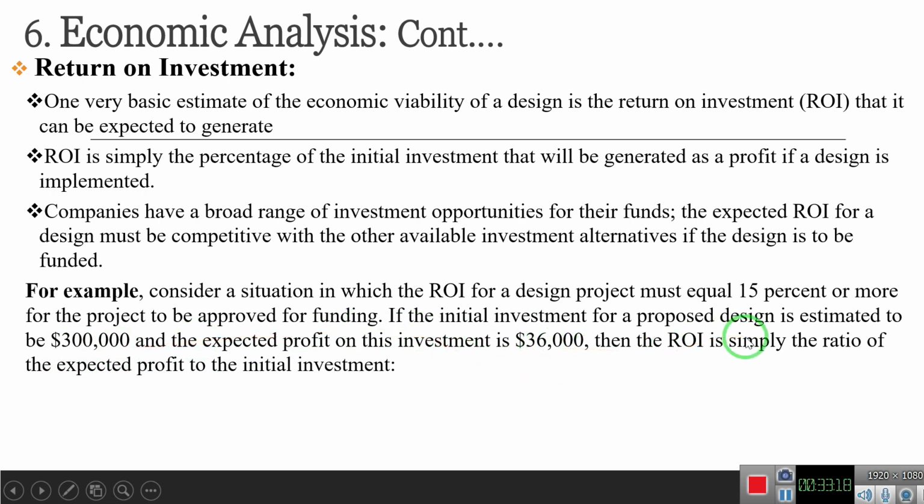Then the ROI, the return on investment, is simply the ratio of the expected profit to the initial investment. So open the calculator. See what is the value? Return on investment is the ratio of expected profit to the initial investment: 36 divided by 300. How much is the value? 36 divided by 300, because the 1,000 will go anyhow. So the ratio will be 0.12, right? 0.12 into 100 means 12%.